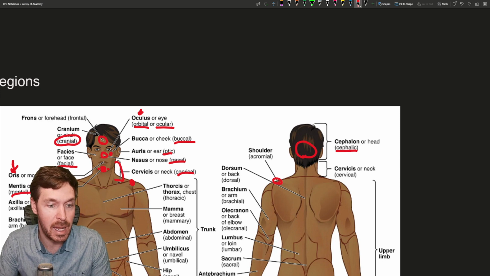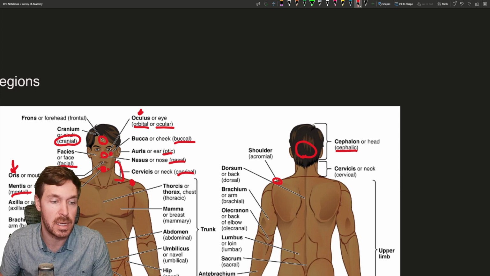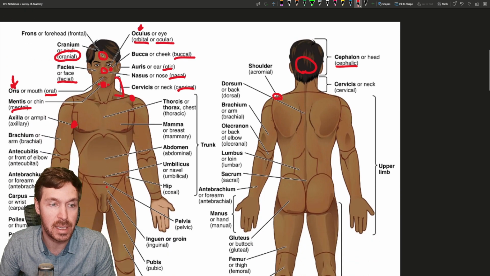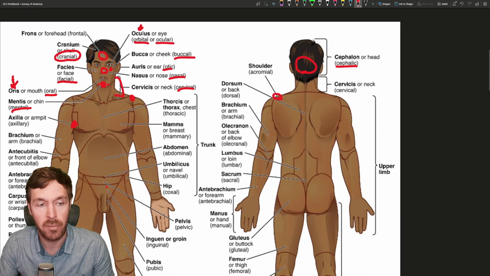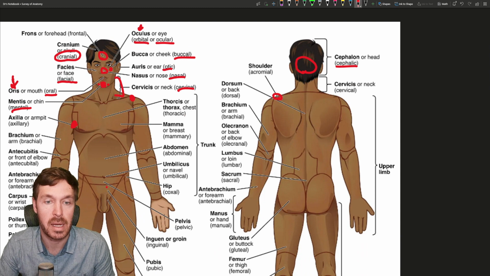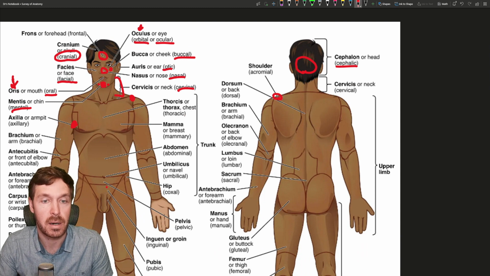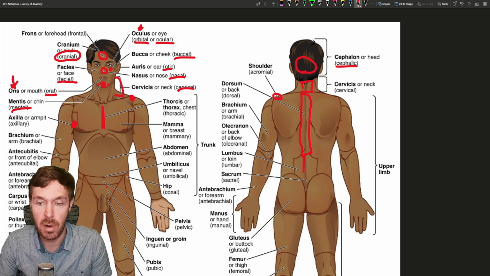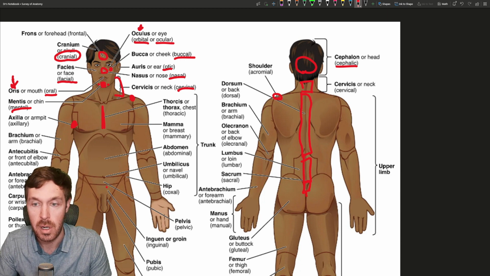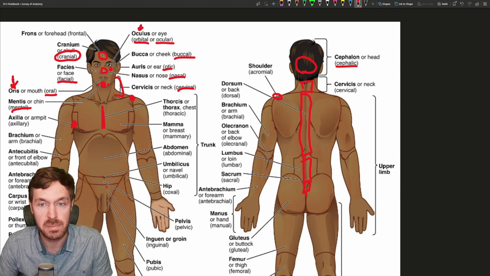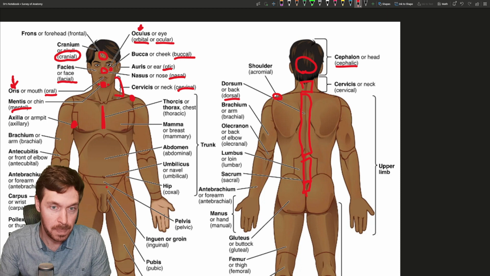Armpit here is axillary, labeled over here on this image. So the axillary part of the armpit, you have your axillary nerve, axillary artery, axillary vein that run through there. Where your sternum is, that's the thoracic region. So you have your cervical vertebrae, you have your thoracic vertebrae, you have your lumbar vertebrae, and then you have your sacrum and then coccyx down there. So you have different regions going down the spine as well. Just the back is also known as the dorsal region.